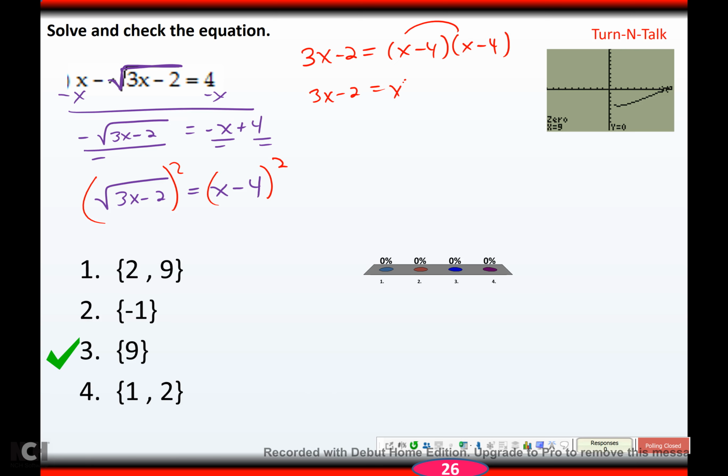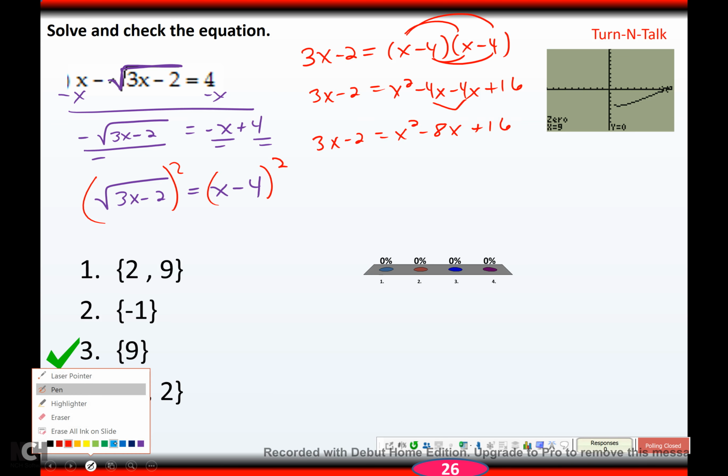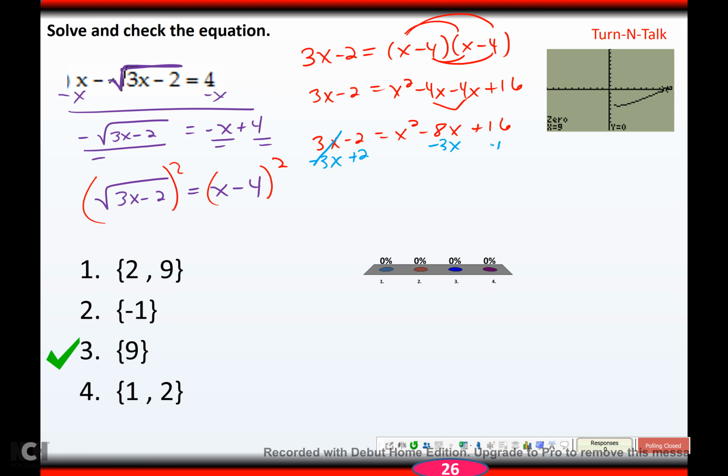X times x is x squared. Negative 4x, positive 16. Clean it up. X squared minus 8x plus 16. Quadratic, I need to get 0 on one side, so minus 3x, add 2, there's my 0. Combine like terms, x squared minus 11x plus 18.